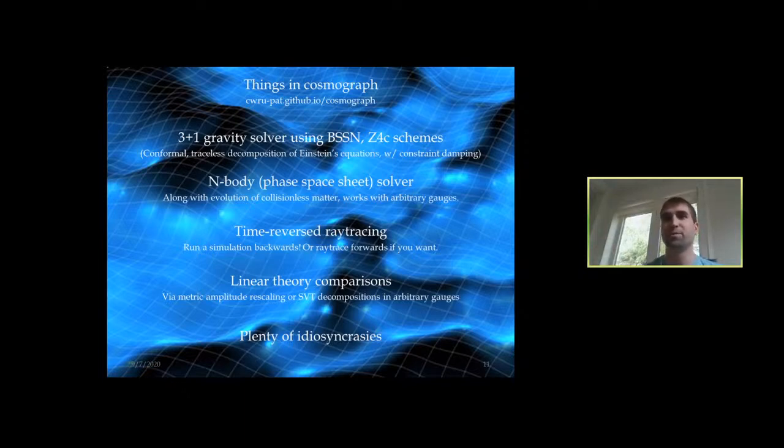And we've also built in some functionality for comparing to linear theory directly. So there's this trick you can do: if I want the linear limit, I just scale my perturbation amplitudes down to a small number, evolve my space-time, and then scale back up. And that turns out being the linear result. And I can do this in different sectors. So the matter sector by itself, or metric sector by itself, or ray tracing by itself, if you like.